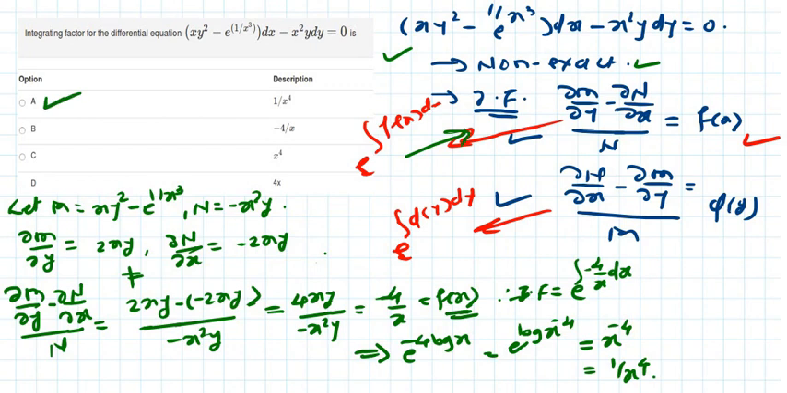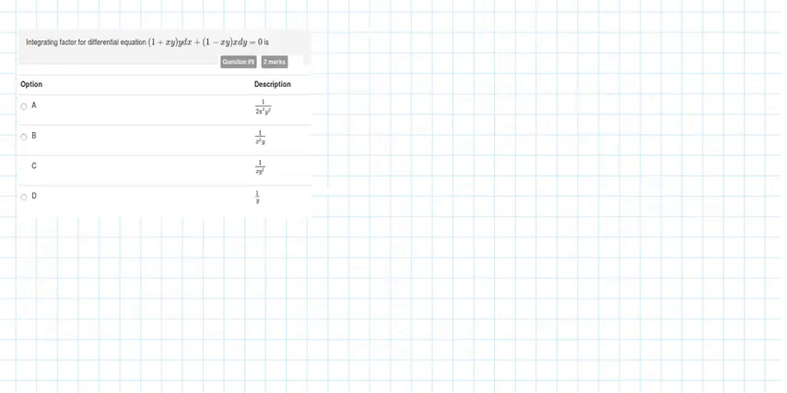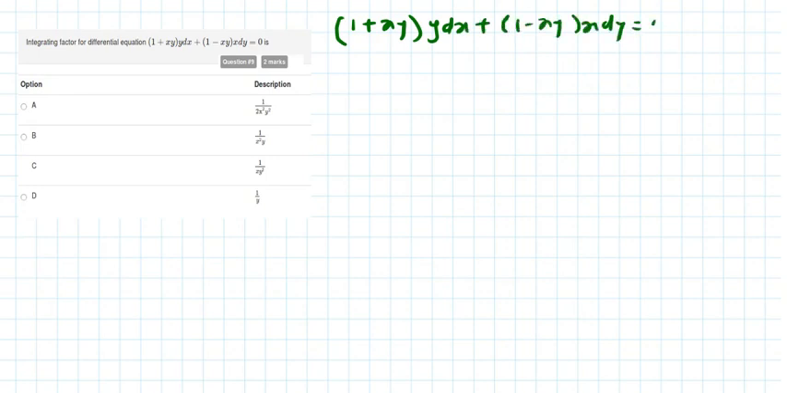Okay, let's see the next question. To find the integrating factor again of the given differential equation. So firstly we will write the given differential equation: 1 minus xy x dy. Now clearly the given differential equation is a non-homogeneous differential equation. So rule number 1 gets eliminated. So we'll see rule number 2.